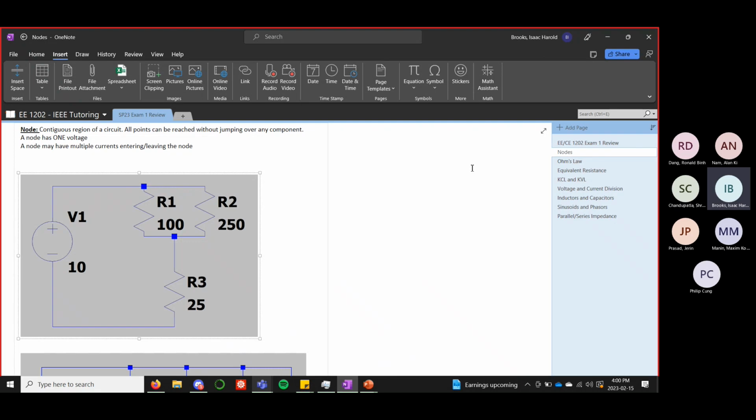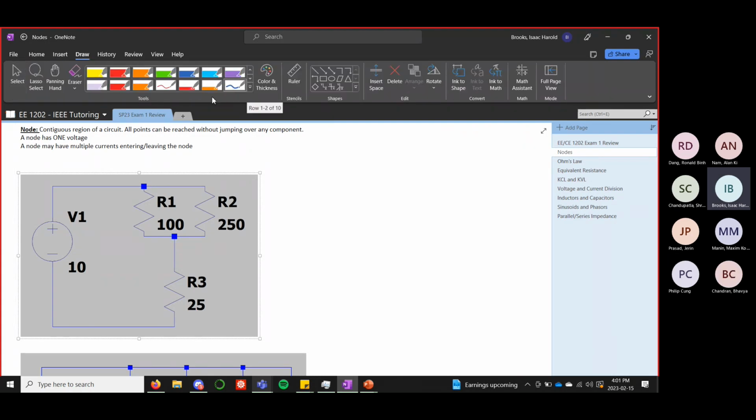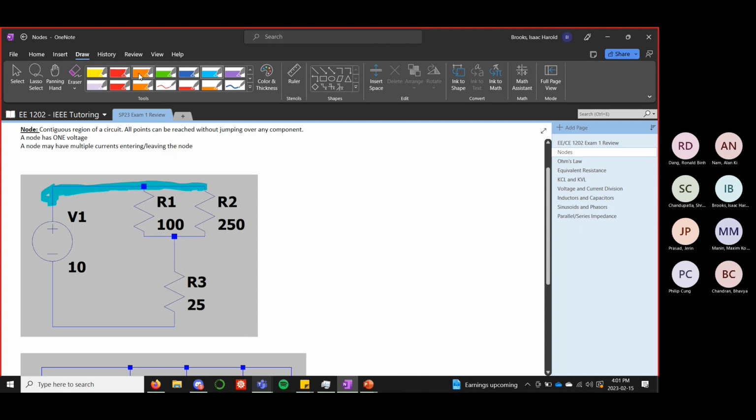Four nodes, what are they? They'll be from V1 to R1 and then 10 to 100 and make a square right there. You're talking about this is one. This is another. Right, there's three nodes. There's three nodes. So they are, let me see if I can highlight here. So this is all one node. This is all one node. And this is all one node.